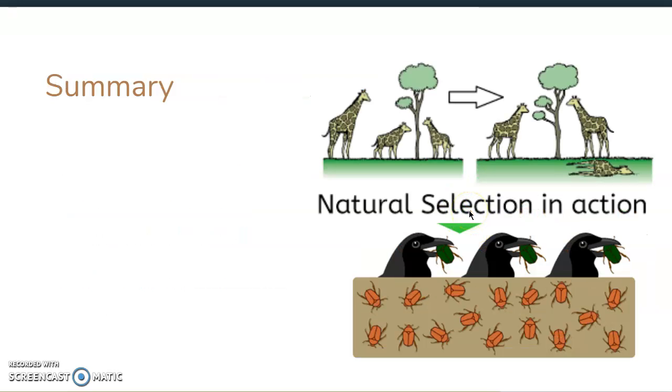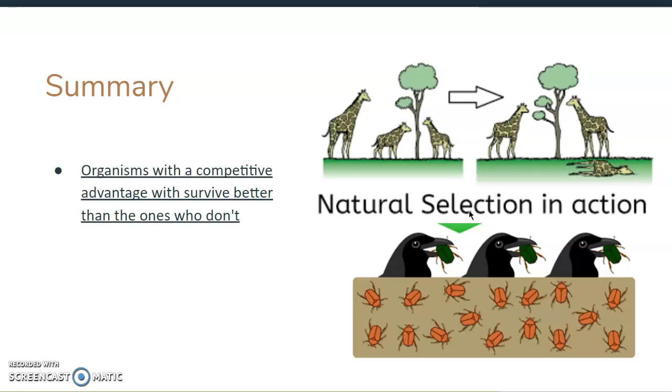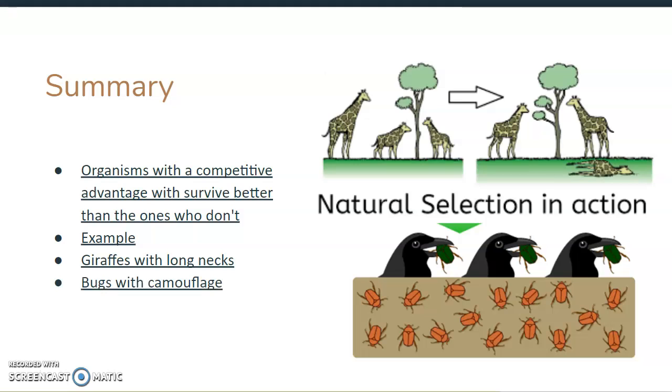so that they would not be eaten by the birds. So an overall summary, organisms with a competitive advantage will survive better than the ones who don't. And our examples are our giraffes with our long necks and our bugs with their camouflage. So I hope these examples were able to help describe natural selection a little bit better. And if you have any questions, as always, please let me know.